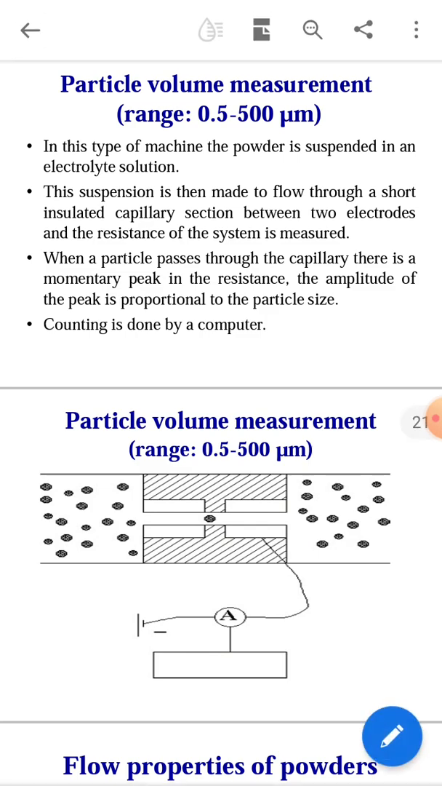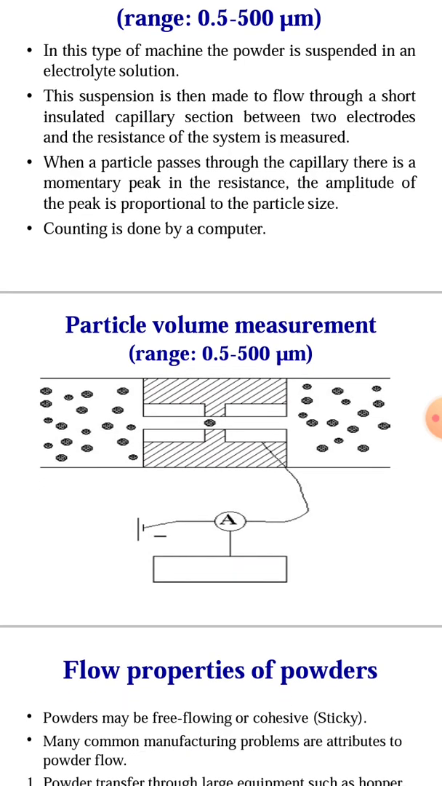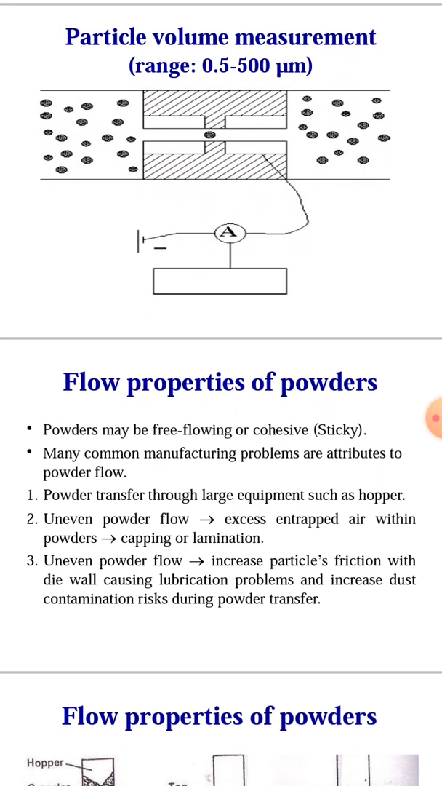So when a particle comes out of the capillary, there is a disturbance of the electrical voltage or electrical resistance. This amplitude is recorded in a detector and gives a peak that is proportional to the particle size, and the particle size is automatically determined and calculated. The size can also be calculated by the computer detectors. There is a small diagram here of the particle volume measurement by the Coulter counter.